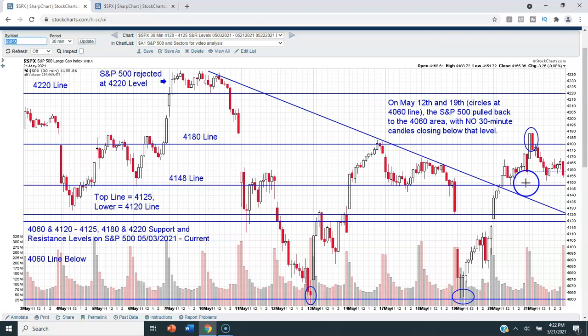But again, as long as we can consistently close, especially on a daily basis, above this 41.20 to 41.25 level, and hopefully really above 41.48 to 41.50, those would be things to really keep your eye on. So we'll keep our fingers crossed and see what happens over the next few weeks.